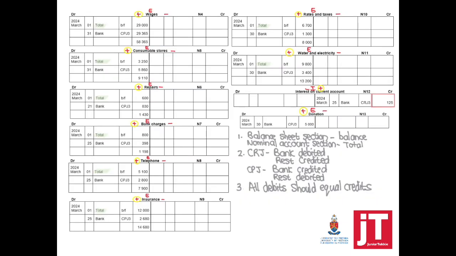All debits must be equal to the credit side. If it's not the same, it means that you've made a mistake. From the CRJ, bank is debited, the rest is credited. From the CPJ, bank is credited and the rest is debited. If you get this right, the general ledger is not difficult.